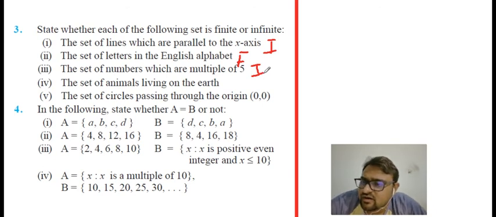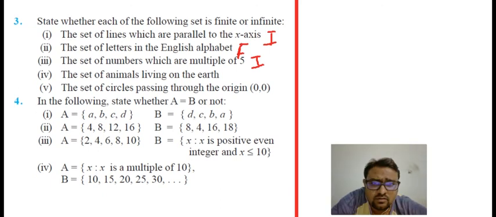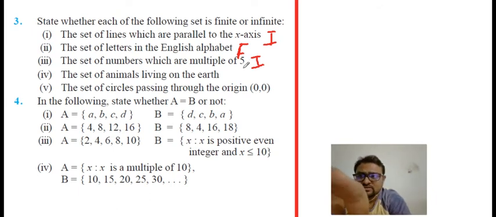Third, the set of animals living on the earth. Now there are many animals living on the earth, so many, but I would not say it is an infinite number. So it is a finite set. Many animals, but still it is finite. So I will write it down F.